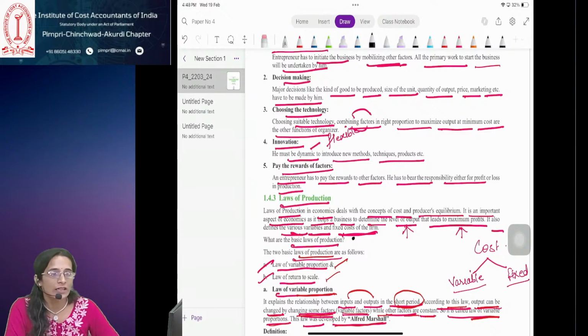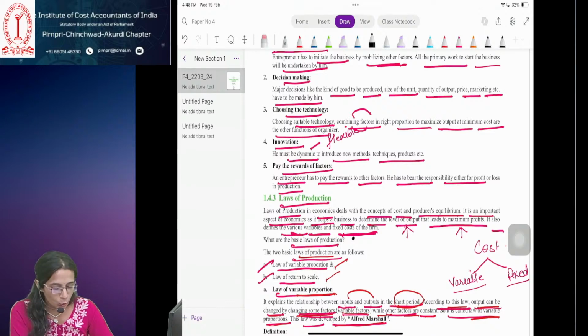So anyone can tell me why are laws of production required? Your name? Yash. Yash, can you tell me why are the laws of production required? Level of output or quantity, what it needs? Maximize the, so that our profit will be maximum.